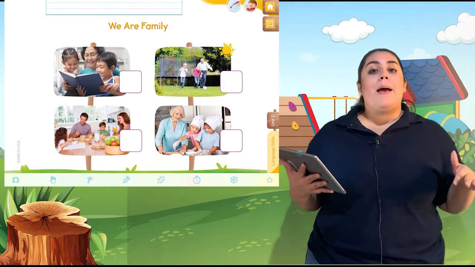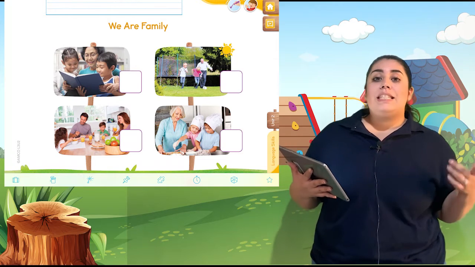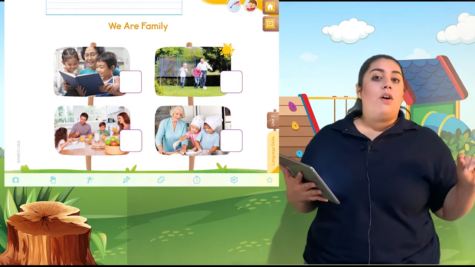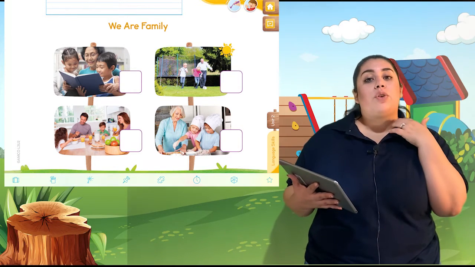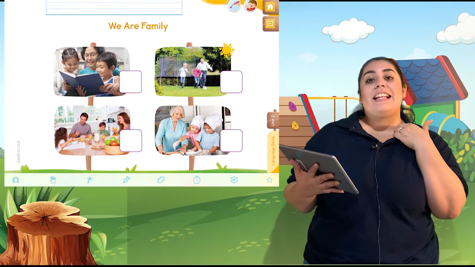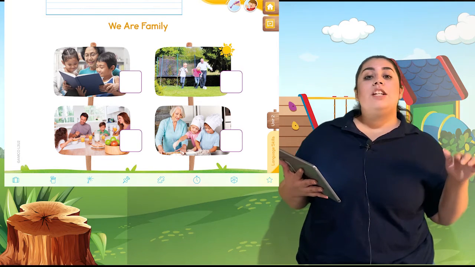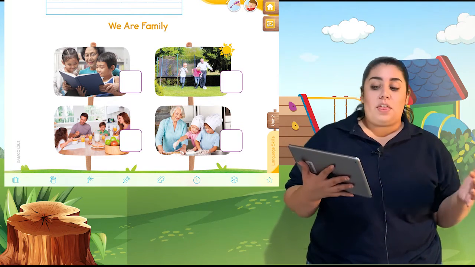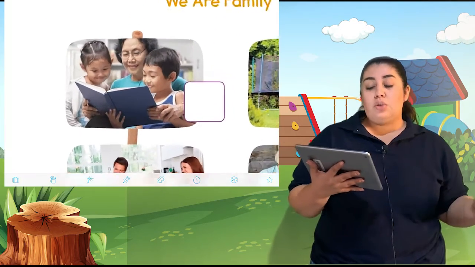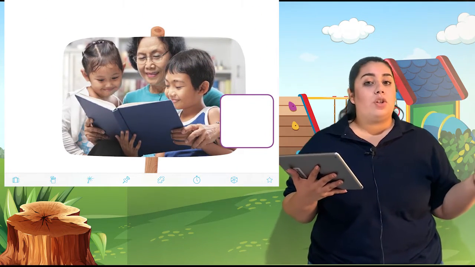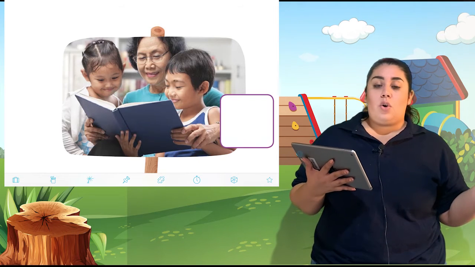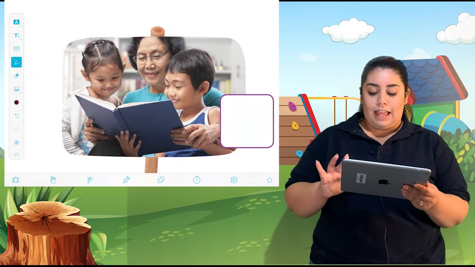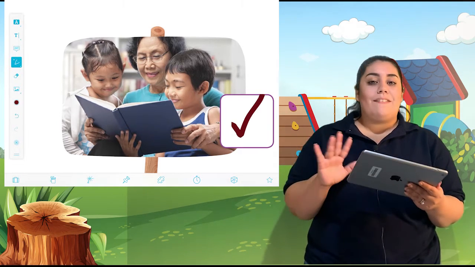And this page is about family. Also, days ago, we talked about the family because we read a story about a family visiting their grandparents. In here, the activity that you are going to do is put a check mark next to the activities you do with your family. For example, do you read a book, a magazine, or a newspaper with your grandma or grandpa? If you do it, you are going to put a check mark like this. If you don't do it, just leave it blank.